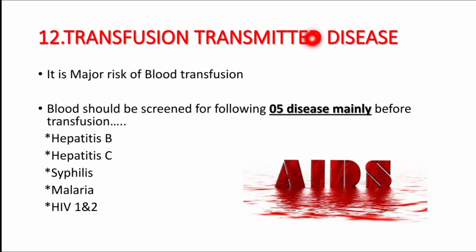But for the prevention of such transfusion transmitted illness, every blood bank should necessarily screen for five main diseases before the blood transfusion. So the blood should be screened for five main diseases that can be transmitted by blood transfusion. Those five diseases include hepatitis B, hepatitis C, then syphilis, malaria, and HIV 1 and 2. These five diseases should be screened by proper ELISA test at least to prevent transfusion transmitted illness. So this is all about the transfusion reactions following blood transfusion. These are all the adverse events.